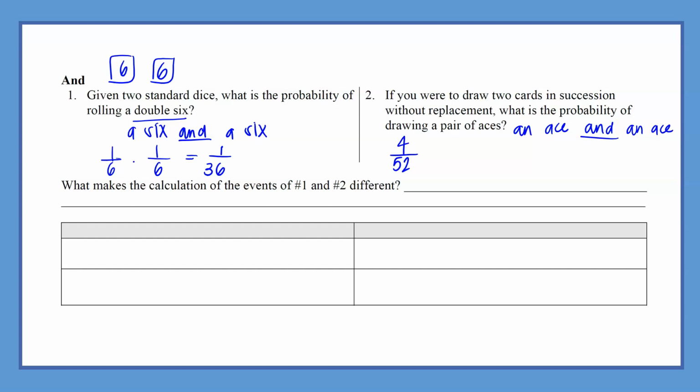The word and, we know, means to multiply. The difference in this problem, though, is that now we are drawing without replacement, meaning that the first card that was chosen is not going to be put back into the deck of cards. Assuming that we already pulled out an ace, then we have 51 cards left in the deck, and of the 51, 3 of them are still aces. So the probability of this happening: 4 times 3 is equal to 12, 52 times 51 is equal to 2,652. If you were to reduce this, dividing both the numerator and denominator by 12, it is equal to 1 out of 221.